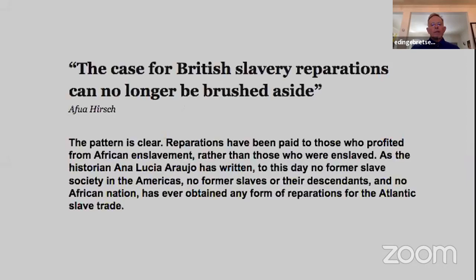A few more minutes, thank you. A recent 2020 piece in The Guardian, a journal which I respect: the case for British slavery reparations can no longer be brushed aside. The pattern is clear. Reparations have been paid to those who profited from African enslavement rather than those who were enslaved, as happened in D.C. when D.C. passed its emancipation with compensation. The owners of the enslaved were paid money. The enslaved never are.